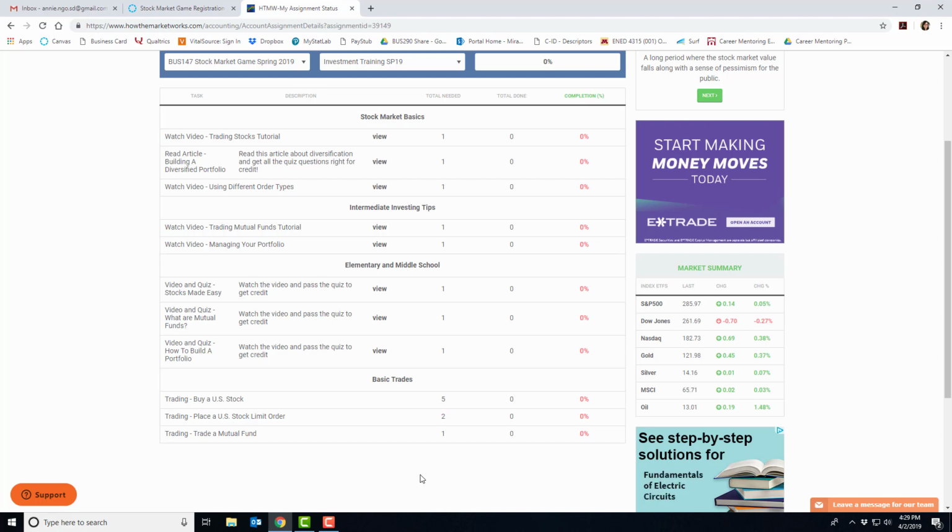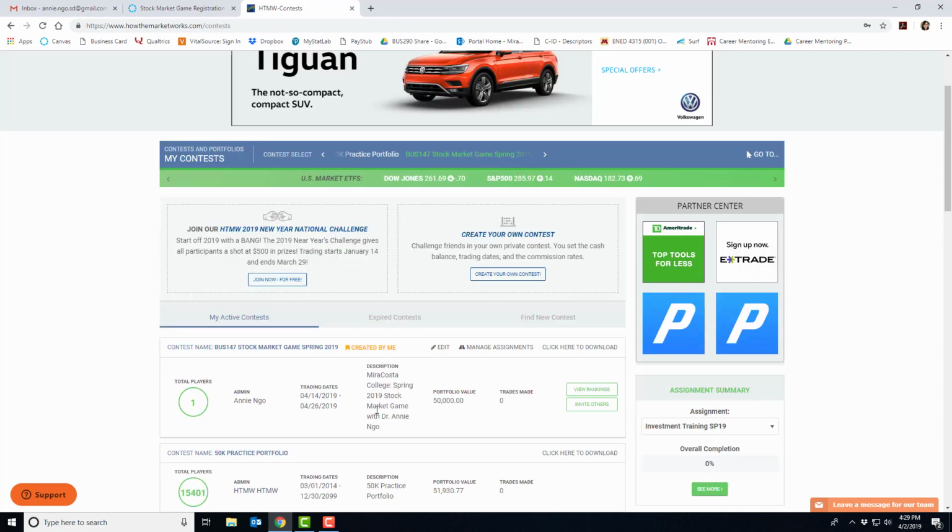So it's important to go through these training activities in advance before the game begins on the 14th. That's why I have the registration and training activities assigned the week before the game begins. So on the 14th, once the game begins, you'll be able to click into this and see how everyone's playing, who's in first place, where you rank in terms of the class.